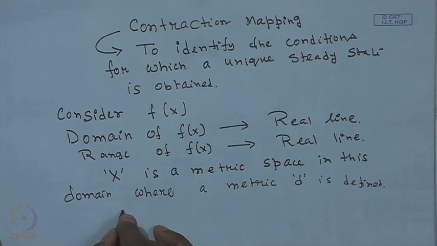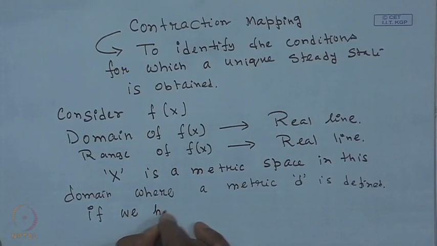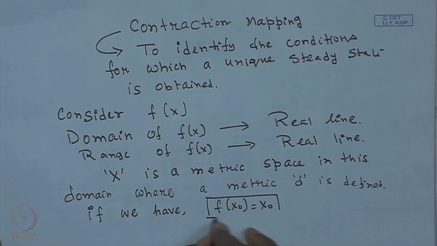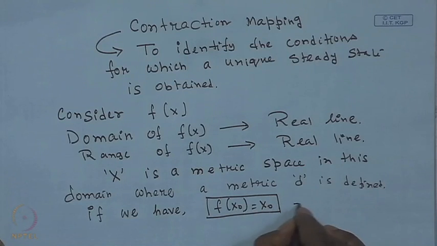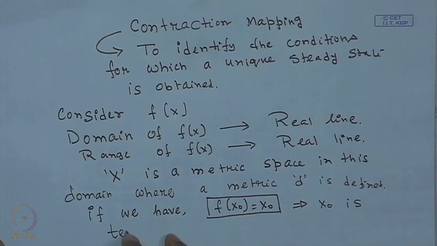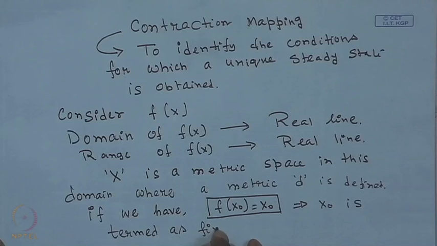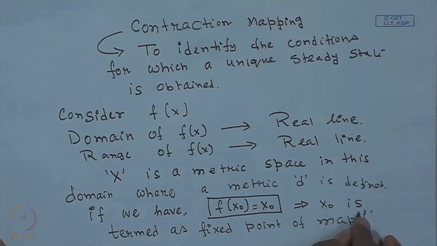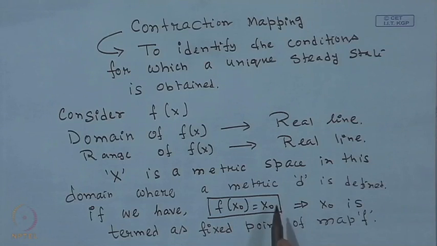Now, if this is the system, then if we have a relationship in this form, f x naught is equal to x naught, if we can mathematically describe a chemical engineering system in this form, f x naught is equal to x naught, then x naught is termed as a fixed point of map F. So, if in your chemical engineering system we write down the mathematical formulation, and if it is ultimately in this form x naught is equal to f x naught, then x naught is termed as a fixed point to the map F.